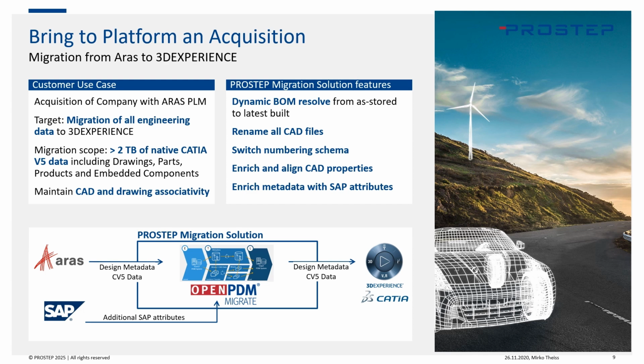Then we could make sure that the associativity between the CAD and the drawings was okay. Did a dynamic BOM resolve from the as stored to the latest so that we could import the latest. We renamed all the CAD files, changed the numbering conventions from the legacy company to the new company, enriched and aligned the CAD properties, and then also enriched the metadata with the physical products with the data from SAP, so that go-forward alignment would be there as well with the 3DEXPERIENCE ERP integration.